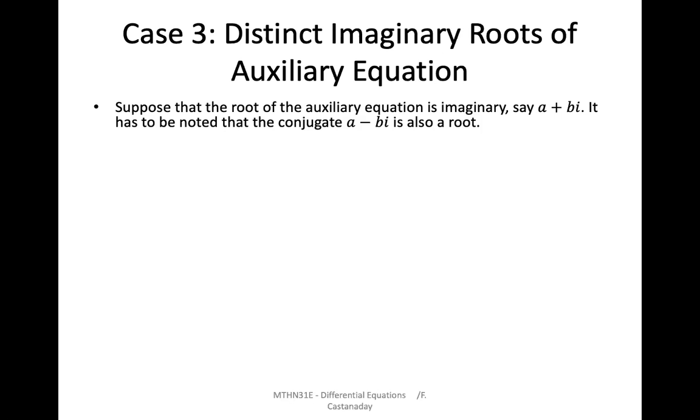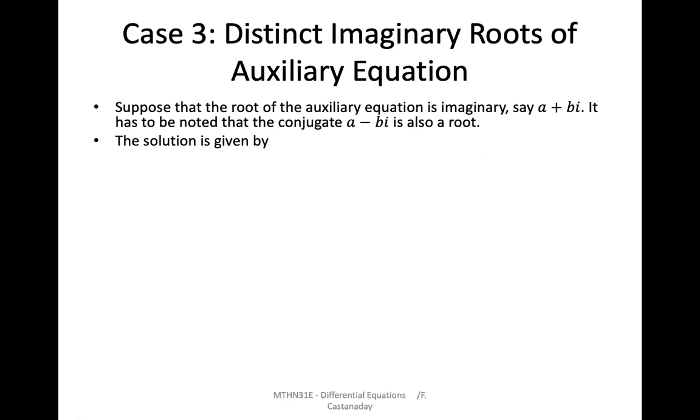Okay, so case number three involves distinct imaginary roots of the auxiliary equation. Suppose that the root of the auxiliary equation is imaginary, so it contains an imaginary unit i, say for instance, a plus bi. This is a complex number with a as the real part and b as the imaginary part. It has to be noted that the conjugate of an imaginary root, which is a minus bi, is also one of the roots, and it's included.